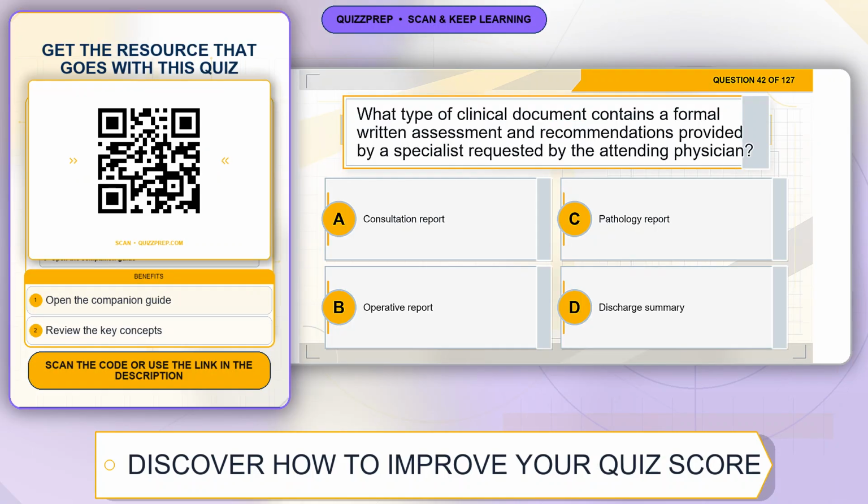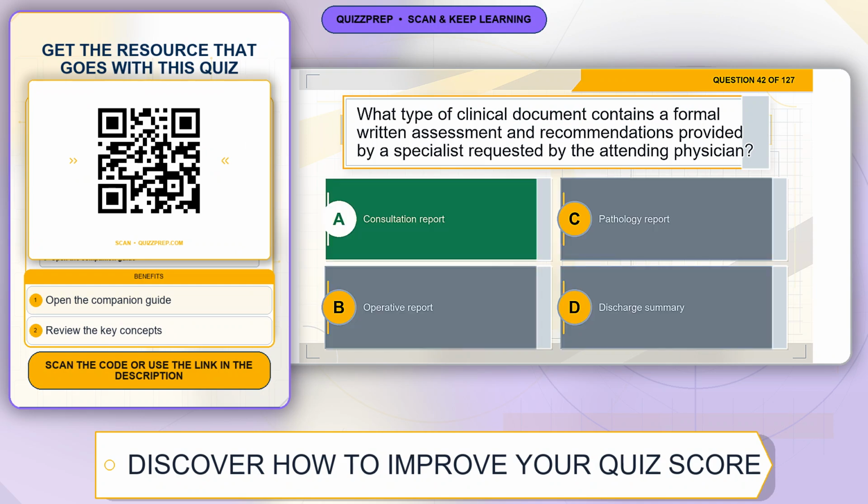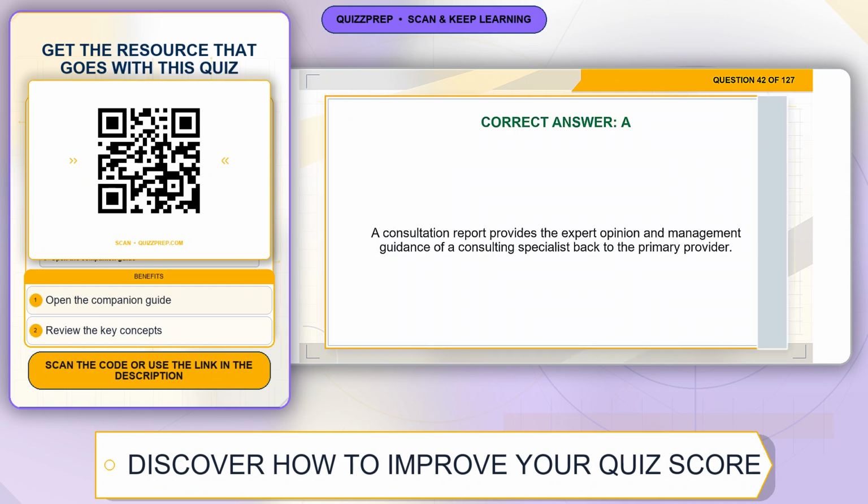Question 42. What type of clinical document contains a formal written assessment and recommendations provided by a specialist requested by the attending physician? Option A, consultation report. Option B, operative report. Option C, pathology report. Option D, discharge summary. The correct answer is option A, consultation report. Explanation. A consultation report provides the expert opinion and management guidance of a consulting specialist back to the primary provider.